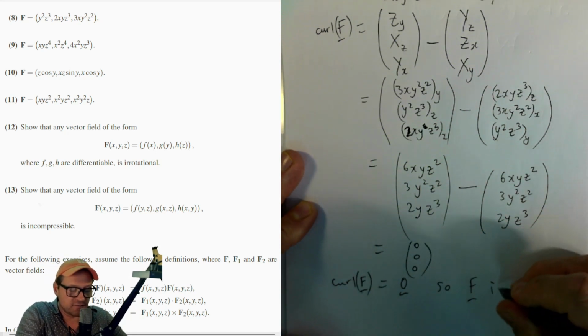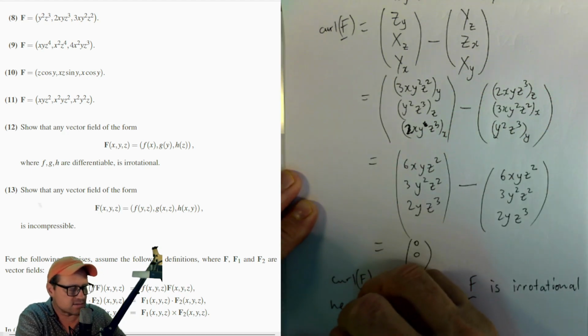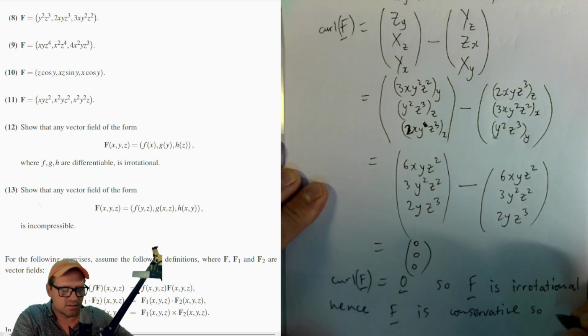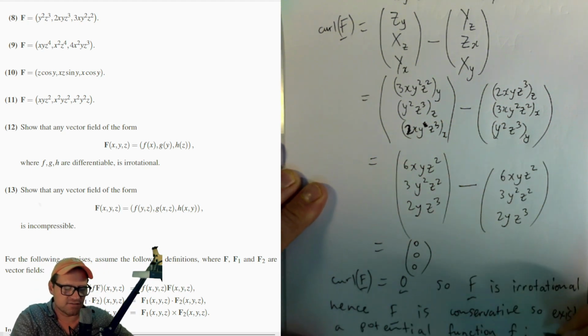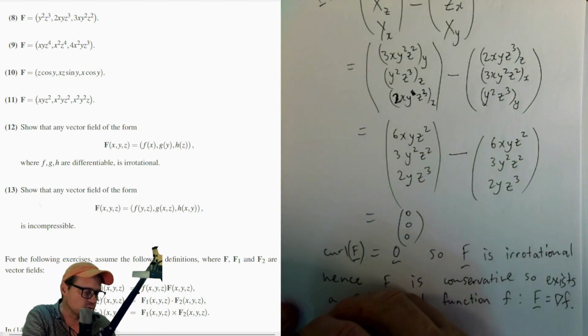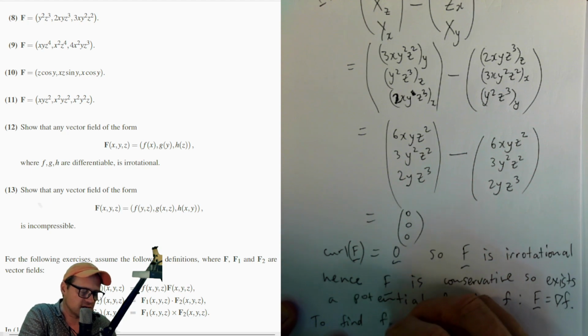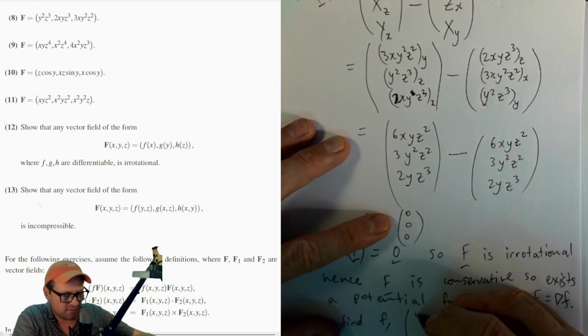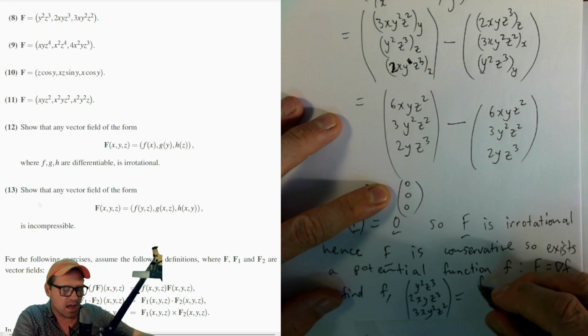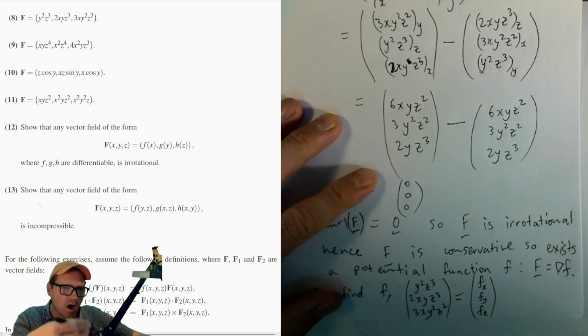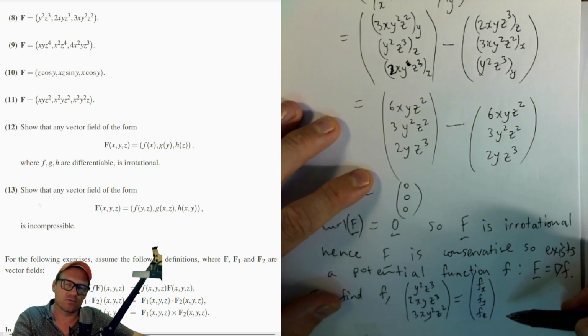So the vector field F is irrotational, and hence vector field F is conservative. So there exists a potential function, lowercase f, satisfying vector field F is grad of lowercase f. And so our next task would be to find it. So to find lowercase f, we would set up uppercase F, (y squared z cubed, 2xy z cubed, 3xy squared z squared) equals (f sub x, f sub y, f sub z). So we have one vector equation that gives rise to three scalar equations.